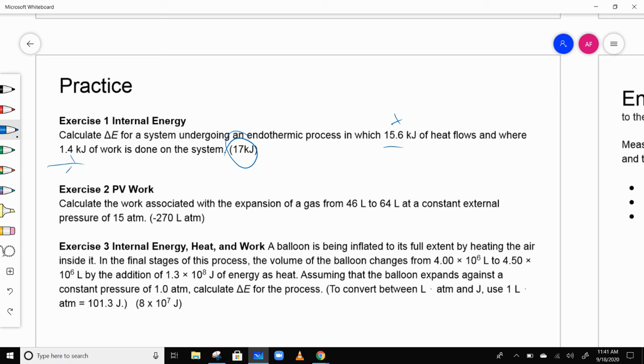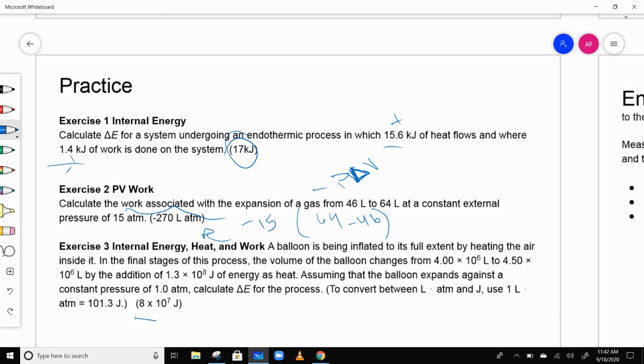Okay, calculate the work associated. So this is negative P delta V. I forgot to write the delta, I just wrote the V. Negative P delta V, so negative 15 atm times the change in volume, which is positive, so 64 minus 46, and you get that answer there. Pretty simple stuff.